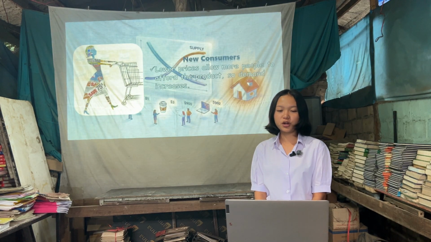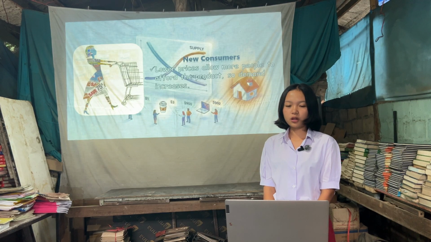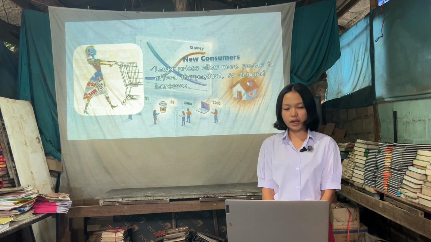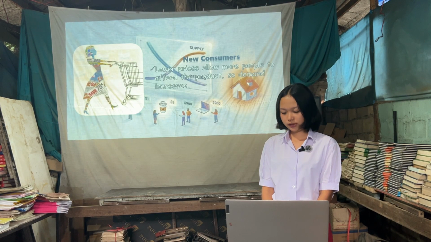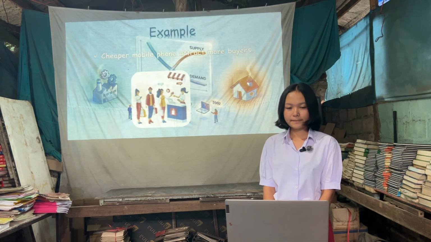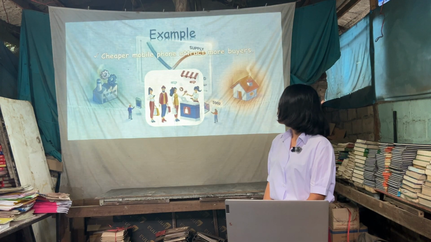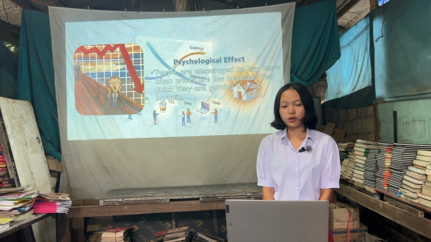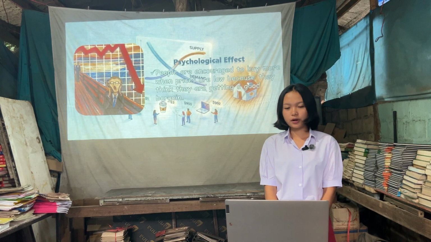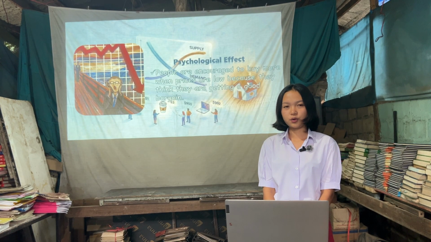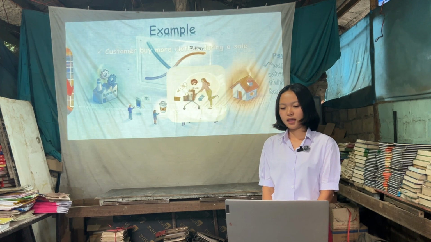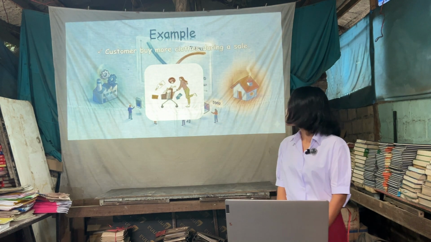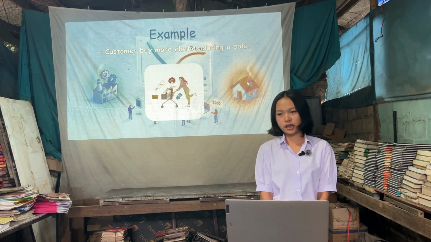The next is new consumers. A lower price allows more people to afford the product, so demand increases. For example, cheaper mobile phones attract more buyers. Psychological effects: people are encouraged to buy more when prices are lower. They feel they are getting a good bargain. For example, customers buy more clothes during a sale.